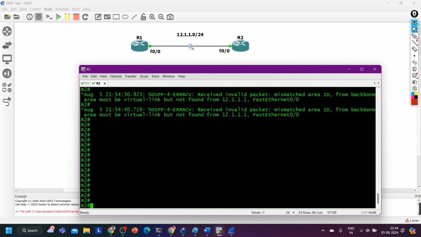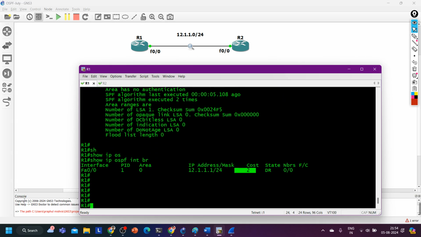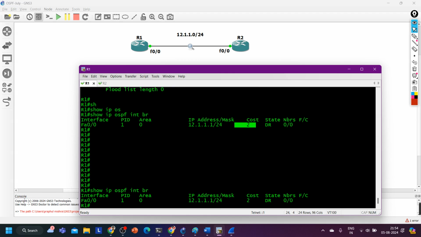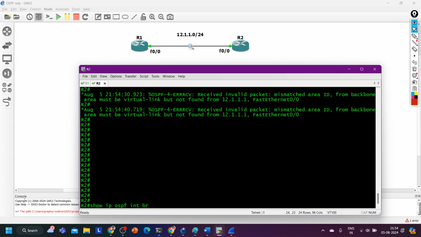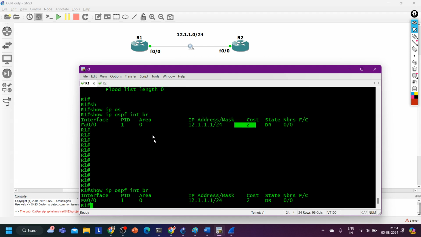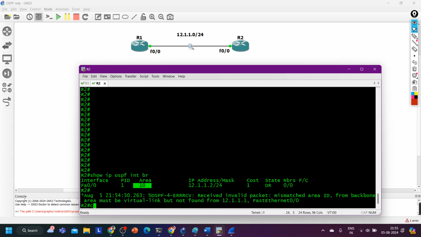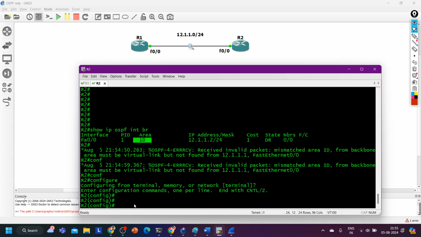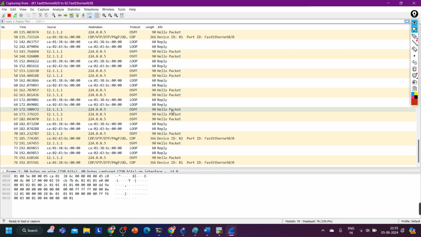How to troubleshoot this issue? See, on both routers simply you can use this command. So IP OSPF interface brief over here as well. So IP OSPF interface brief. See here area is 10 and on router number 1 area is 0. So area should be same. So on router number 2 I'm going to correct the area and see the message, hello message.